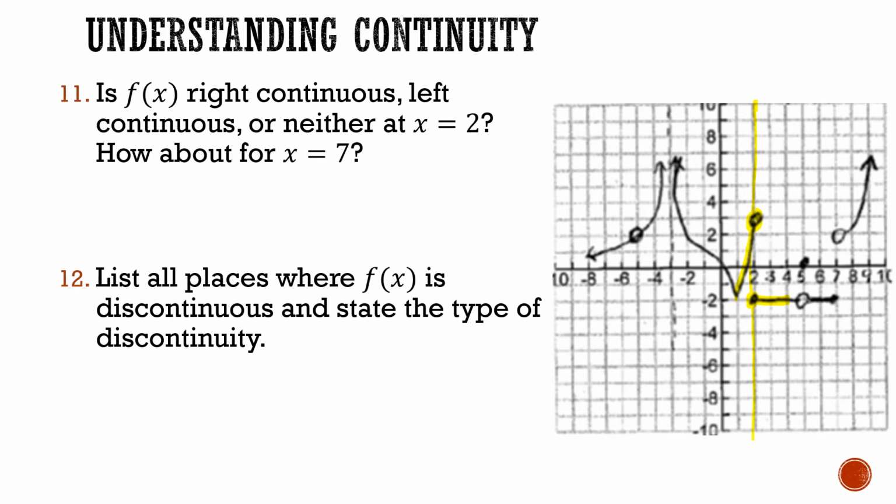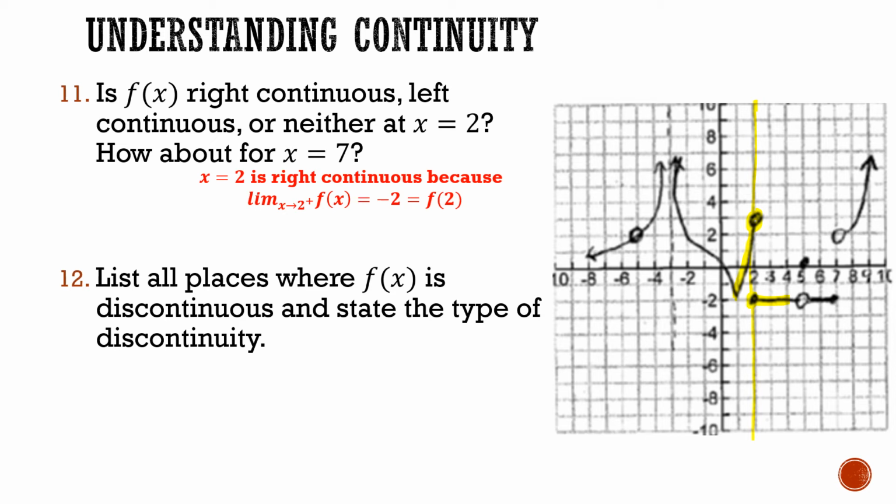So on the left-hand side, when I'm traveling, I have to pick up my pencil for the open circle, so that's not going to be continuous. But on the right-hand side, I'm traveling and my pencil stays down, I never had to pick it up because the hole stays closed. That means this function is right continuous at x equals 2.